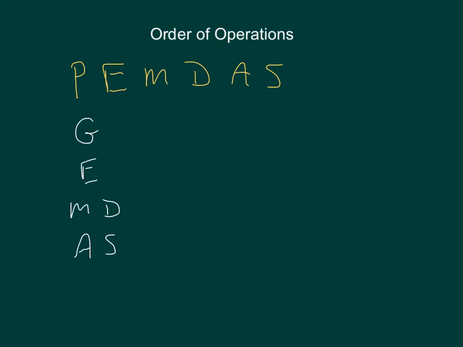I prefer PEMDAS. Instead of parentheses, I like to refer to grouping symbols because it's more than just parentheses. Exponents is the E, and then I write multiplication and division together here because one doesn't always precede the other. It's just in order of left to right. We'll deal more with that in context as we solve problems. And ditto goes for addition and subtraction. So let's go ahead and get that into our notes.